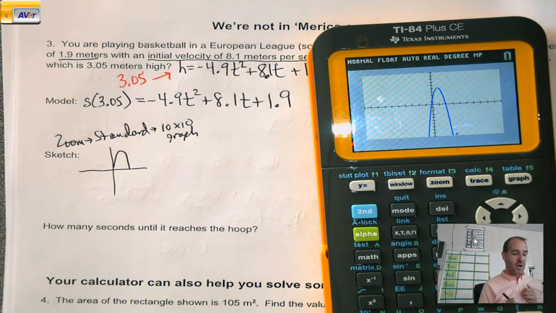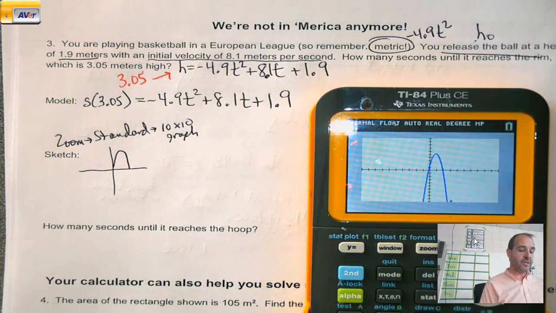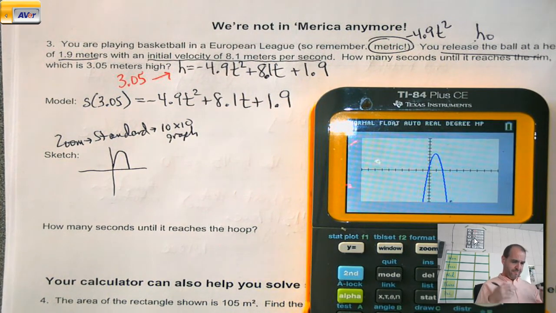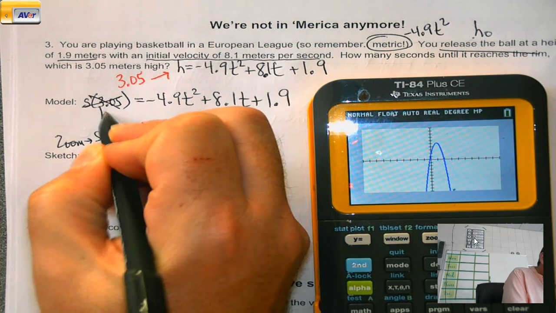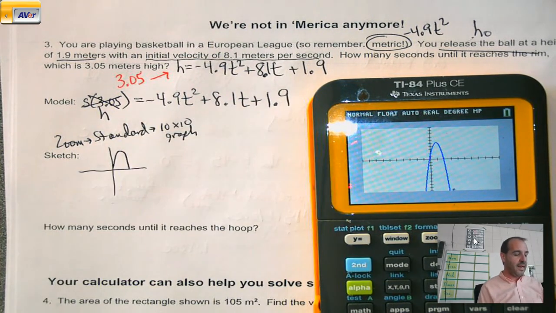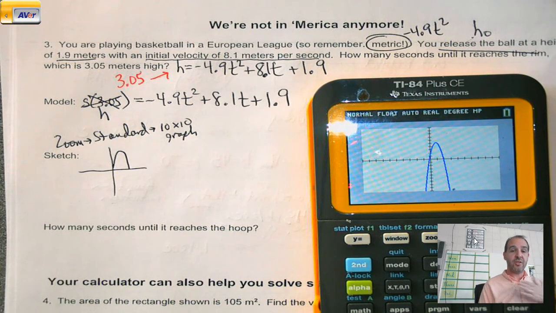So what am I trying to find out? Okay, I want to know when it reaches the rim, okay? I want to know when it's 3.05, and I just realized I did a boo-boo. See, again, this happens. We're not saying after 3.05 seconds, that's what that would mean. That needs to stay as H. That is totally on me.